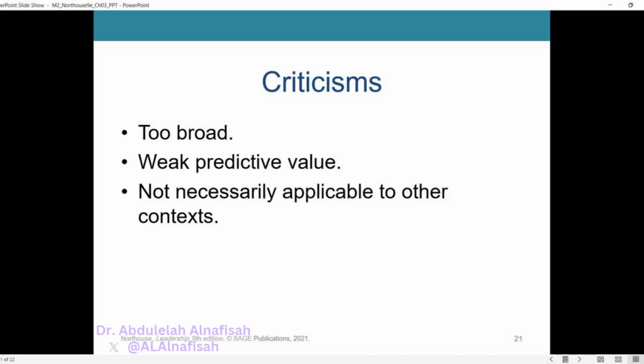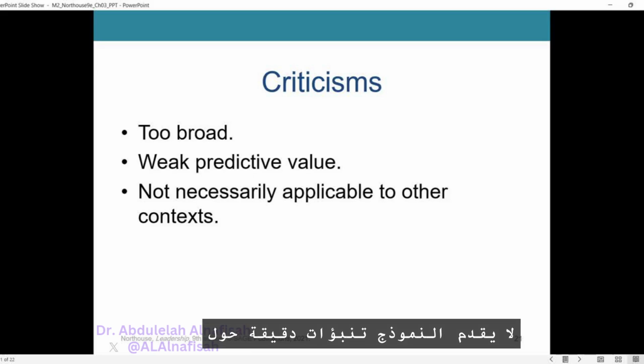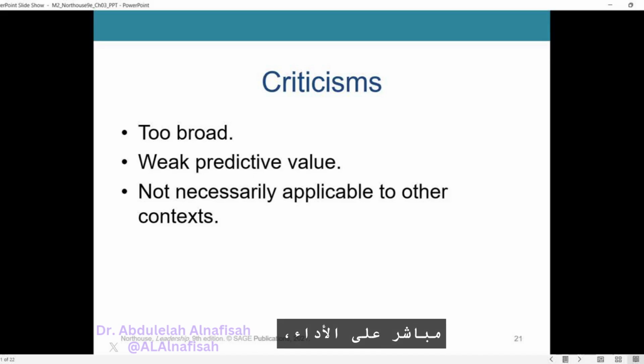Weak predictive value. While the skills model suggests that social judgment and problem-solving skills are related to leadership performance, it lacks clarity in explaining how these components specifically lead to effective leadership. The model doesn't offer precise predictions on how skills directly impact performance, and the effectiveness of leadership training remains uncertain.